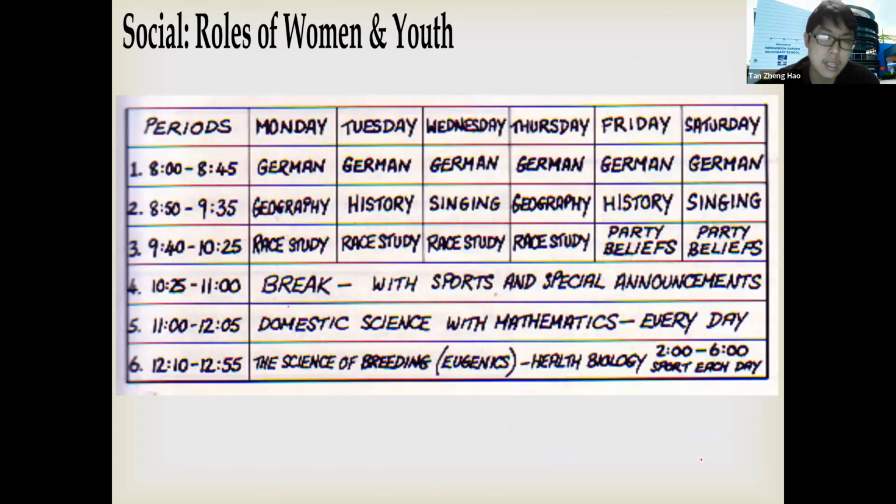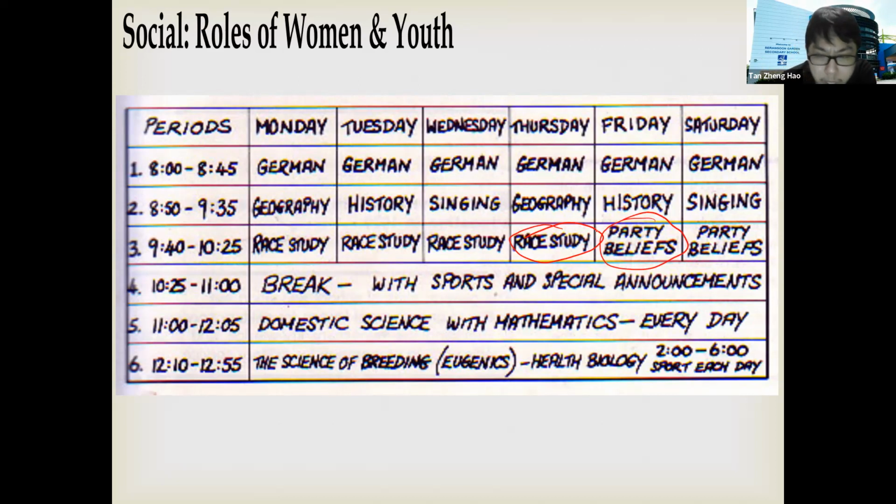So you can see this is a sample of a timetable. You can compare it with your own timetable, but one very interesting thing that stands out is this subject called race study. They are going to study why the German race, the Aryan race, is superior and why the Jews are undesirable. They are also going to study the beliefs of the party. So besides their usual academics, they really have a dedicated period for brainwashing.